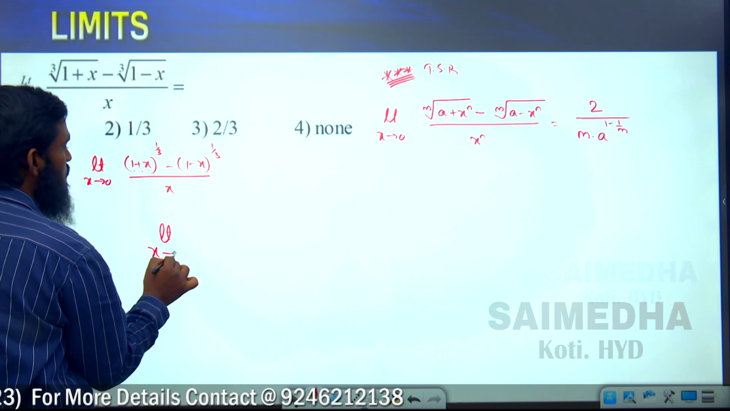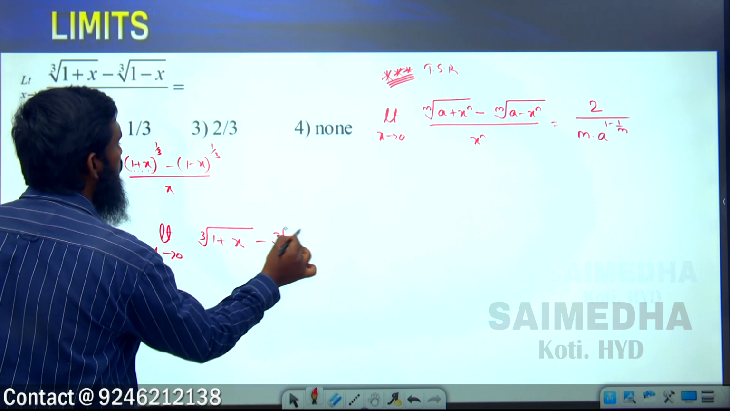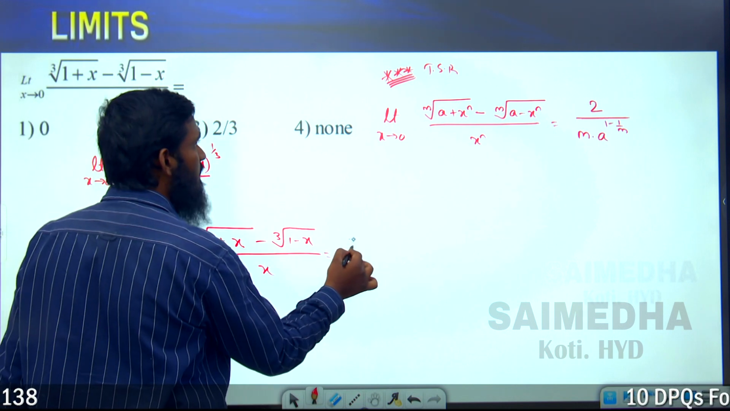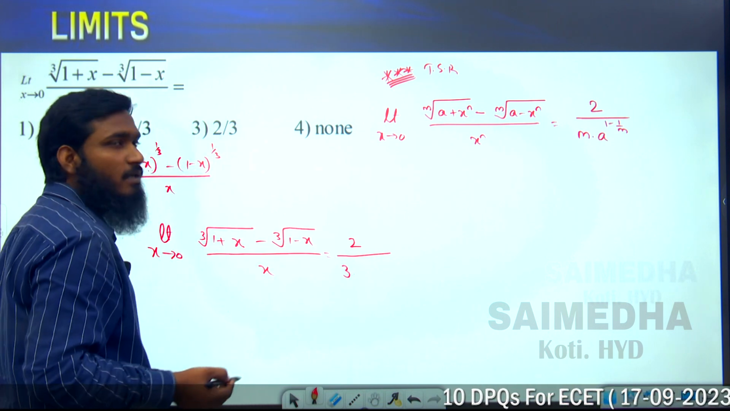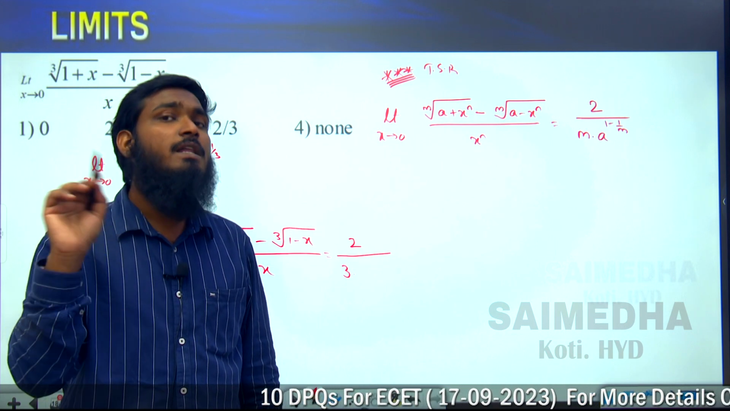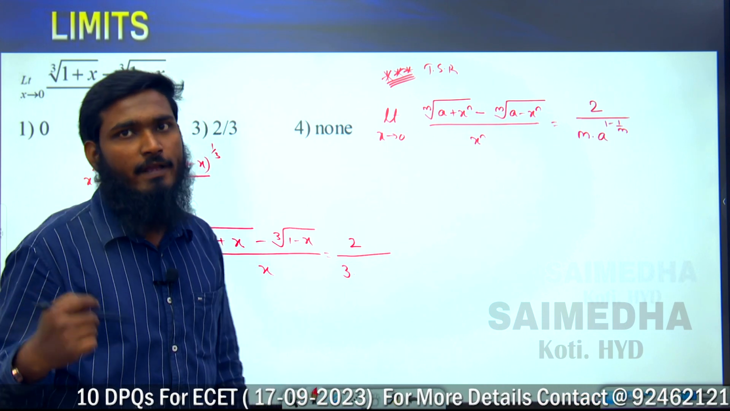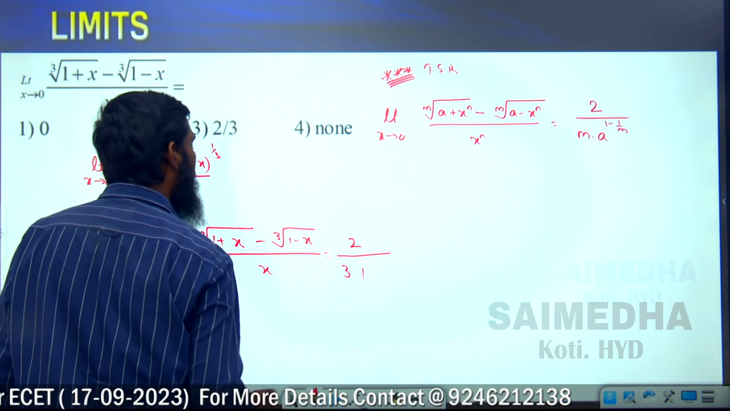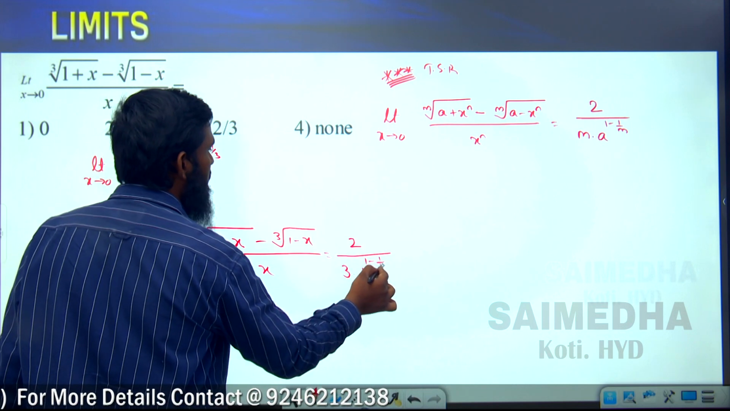Limit x tends to 0, cube root of 1 plus x minus cube root of 1 minus x, divided by x, which is equal to 2 divided by m. What is the m value we are having? 3. Suppose if we take the square root, the normal root, then the m value will be 2. If you take the fifth root, the m value will be 5. Like that. So 3 into a power 1 minus 1 by m, where a is 1.